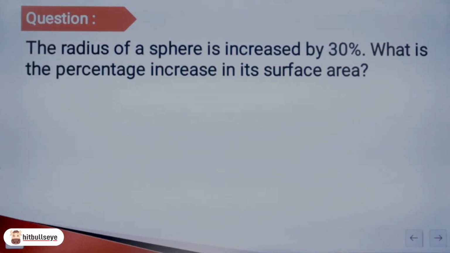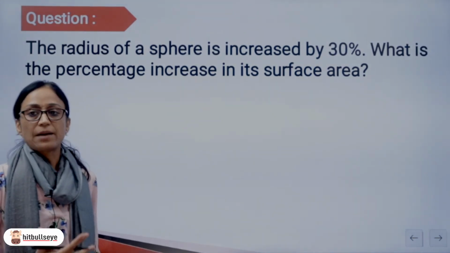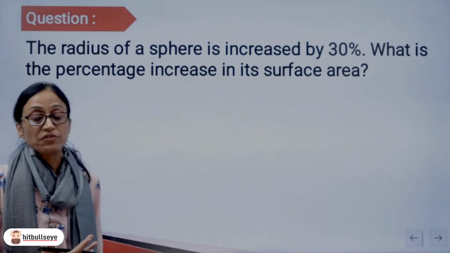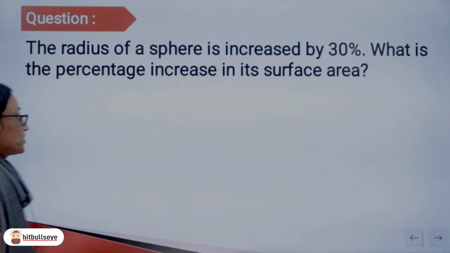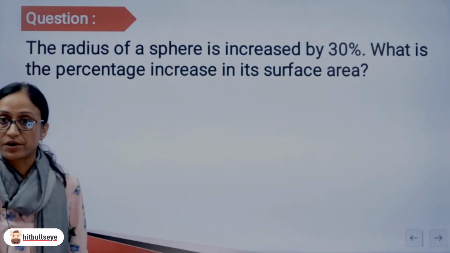here you can see that the question talks about percentages. So what kind of an application do percentages give us to make this question very convenient to solve? The question goes like this: the radius of a sphere is increased by 30%, and we have to find out the percentage increase in its surface area.